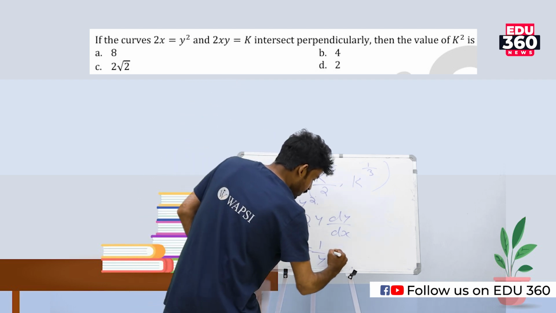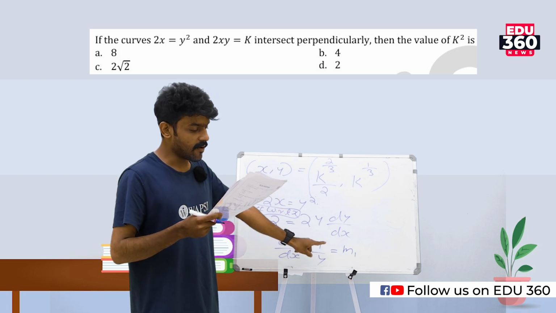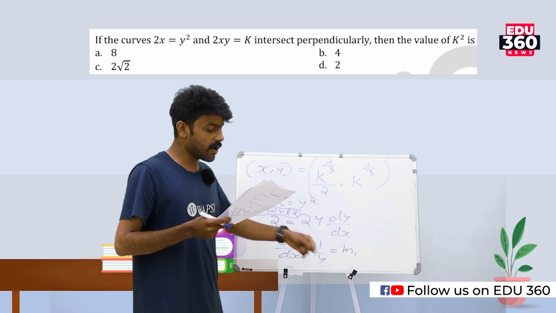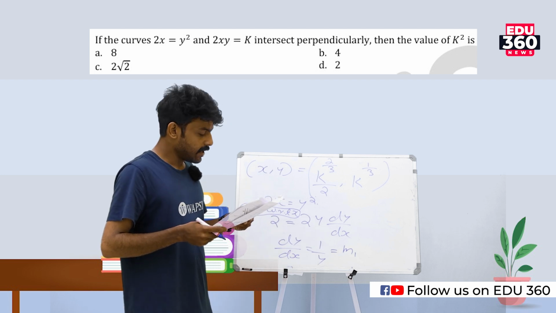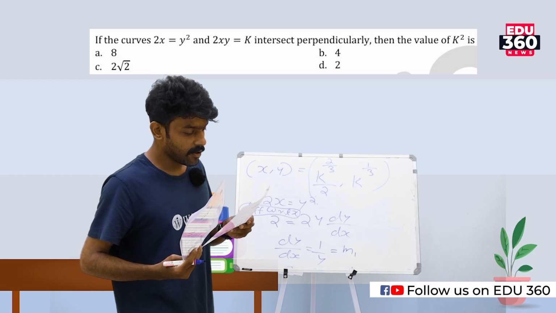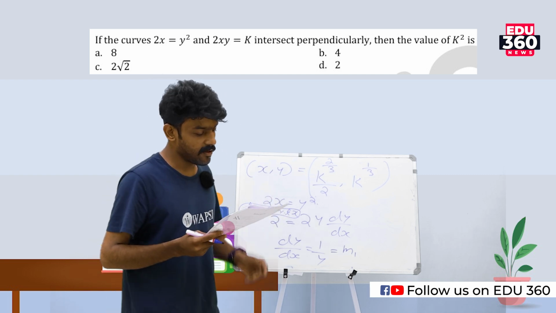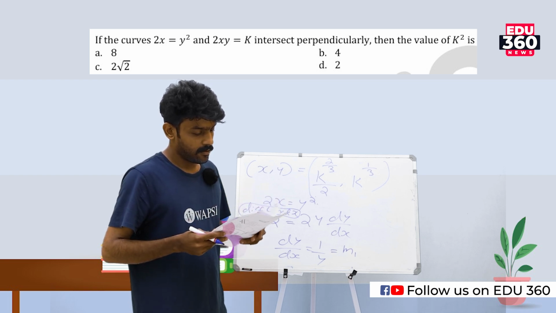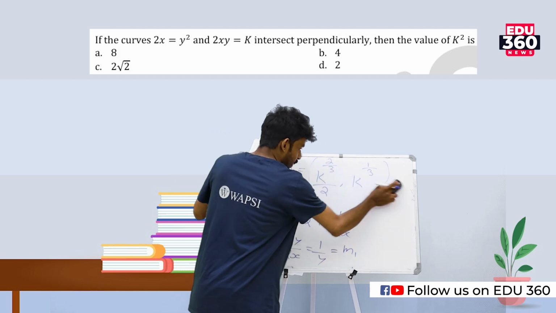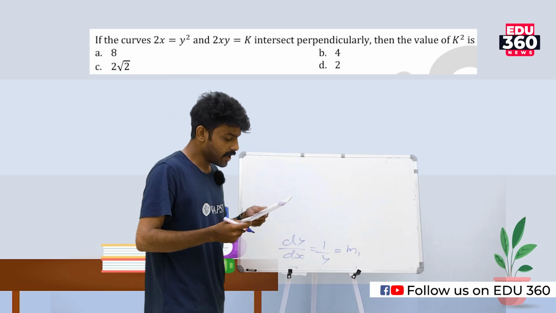For this, we can write that this is the slope m1. So dy/dx = 1/y is equal to m1, because it's already given that the two curves 2x = y² and 2xy = k intersect perpendicularly.